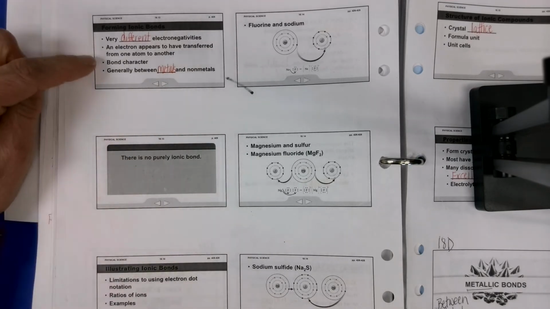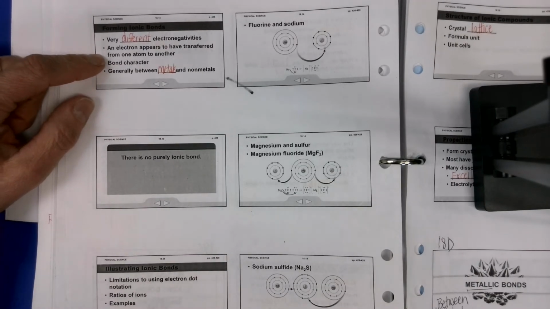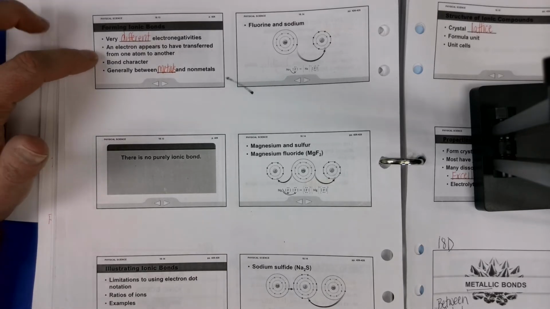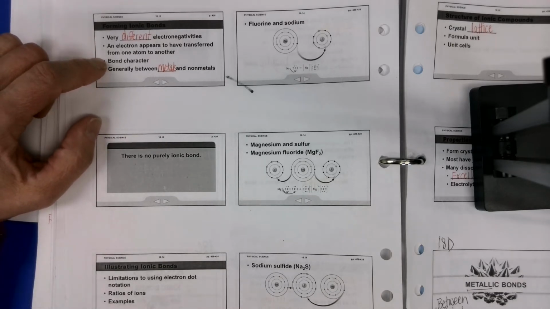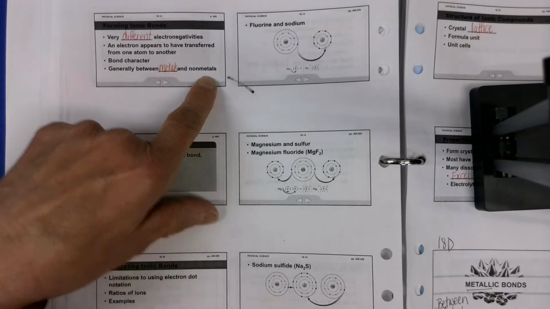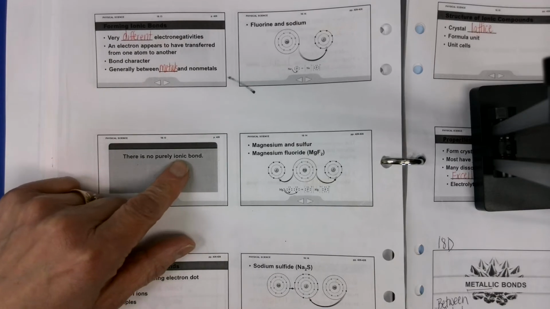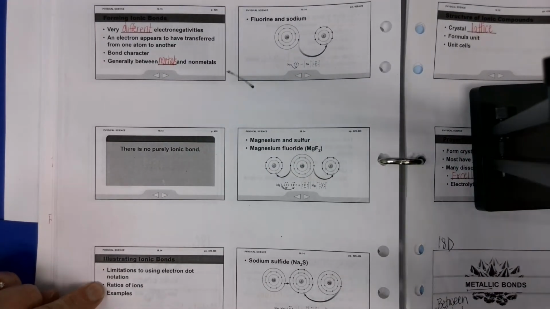So very different electronegativities. An electron appears to have transferred from one atom to another. That's going to affect the bond. Generally, like we said, we're going to see metals and non-metals, right? No purely ionic bonds.